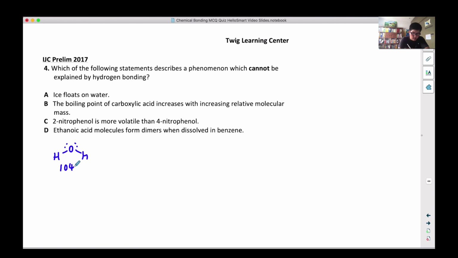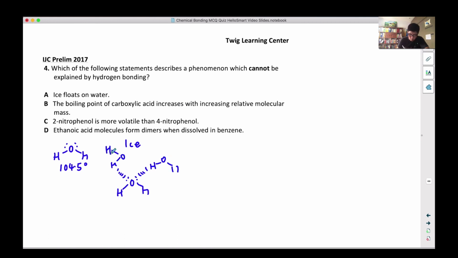angle is 104.5. So when it forms ice, the water molecules come very close to each other, and they'll form very, very strong hydrogen bonds. So the water molecules are really very close to each other. Let me just draw it out first.